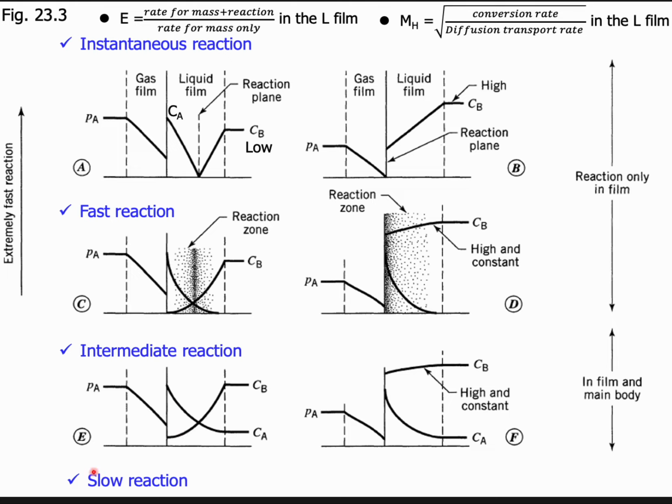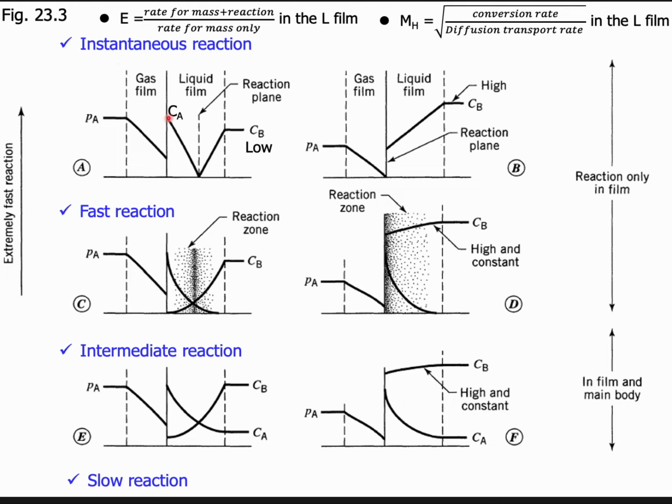I want to spend some time going from the bottom, for the slow reactions. Okay, so probably we can start from the instantaneous one and move to the slow one. Compared to mass transport, if we have an instantaneous chemical reaction, it means molecule A meeting molecule B will generate product immediately. So we call it an instantaneous reaction.